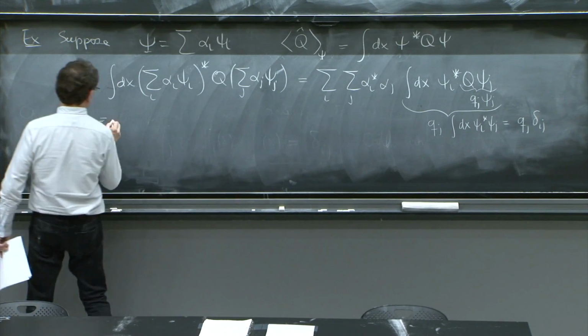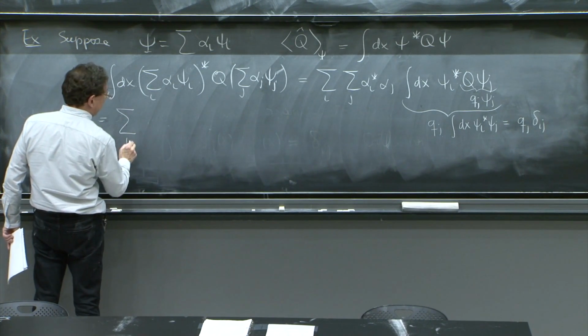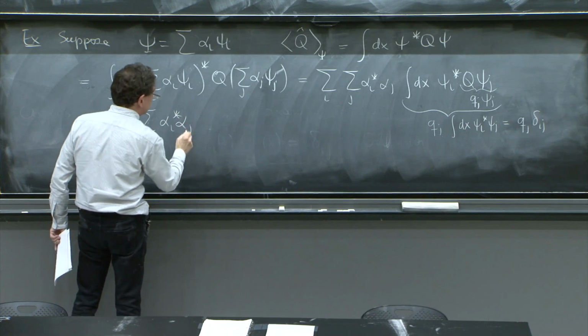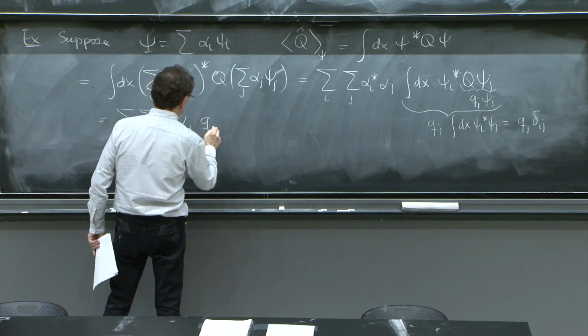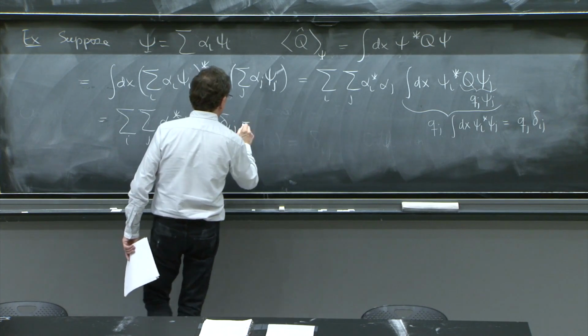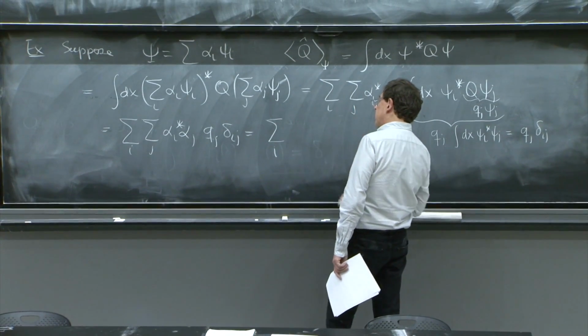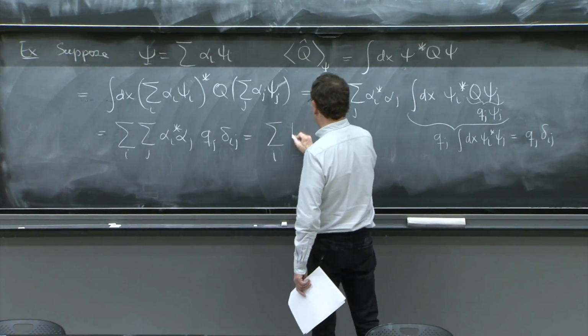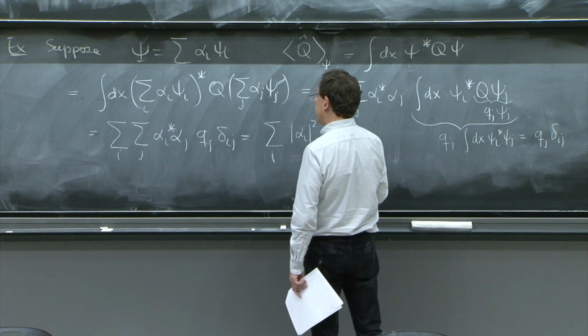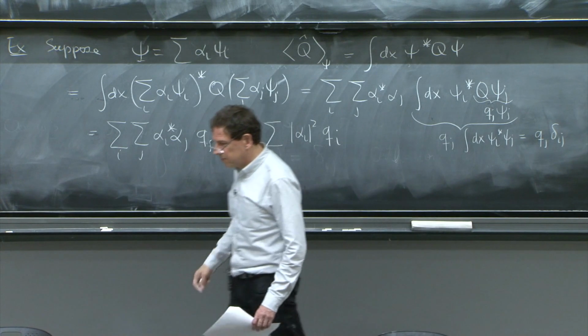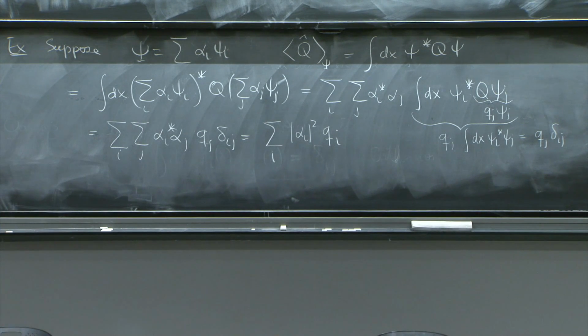So here we go, it's equal to sum over i, sum over j, alpha_i star alpha_j q_j delta_ij, which is equal to the sum over i. The j's disappear, and this is alpha_i squared q_i. That's it. Okay, now you're supposed to look at this and say, yay, it worked out.